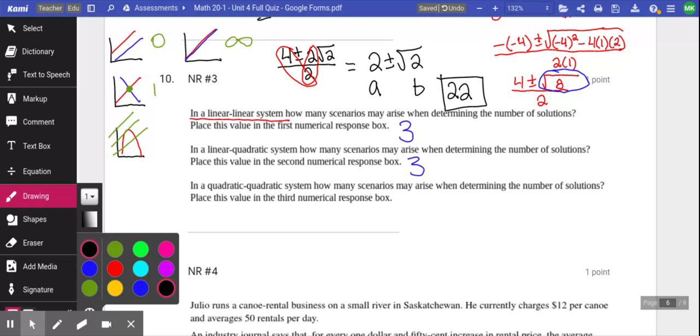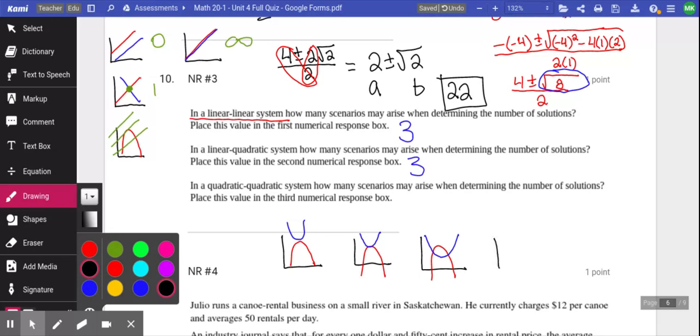And finally, a quadratic. Quadratic could have this, 1, 2, where they never touch. Second scenario, you could have 1 quadratic and a second quadratic where they touch just 1 time. Third way, you have 1 quadratic and a second quadratic and they touch twice. Fourth scenario, you could have a quadratic and another quadratic right on top of it for infinite solutions. That means there's 4 different possibilities: 0 solutions, 1 solution, 2 solutions, or infinite solutions.